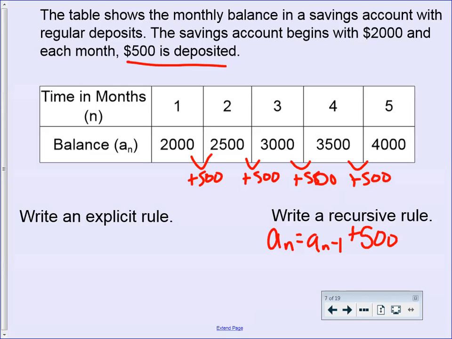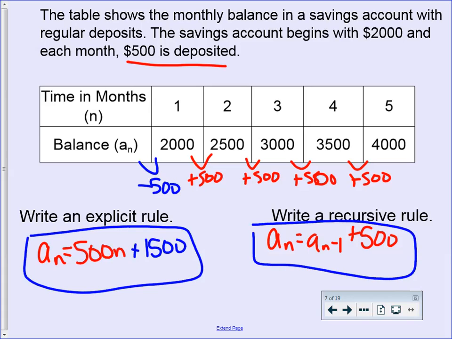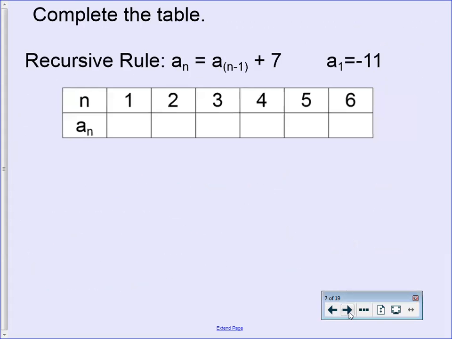So now let's come up with our explicit rule. AN equals 500N. I need to know my A0, so I need to go backwards 500 to give me 1,500. So that's my explicit. That's my recursive. Nope, wrong way. Sorry about that.